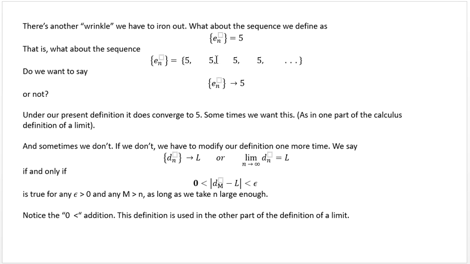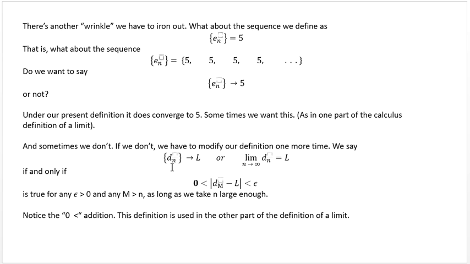What about this sequence? Do we want to say that it converges to 5 or not? Well, under the present definition, it does converge to 5. You can go back a slide and think about it, but it does. And this definition of convergence is used in one part of the calculus definition of a limit. But sometimes we don't want to say that this converges.